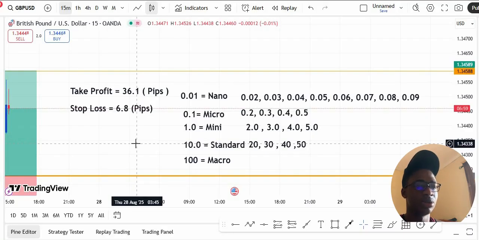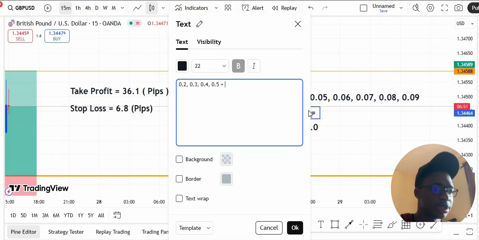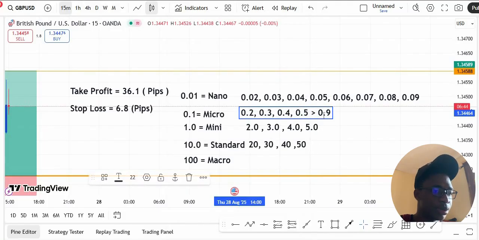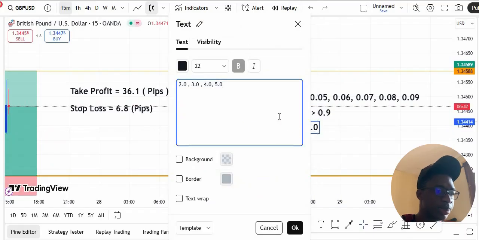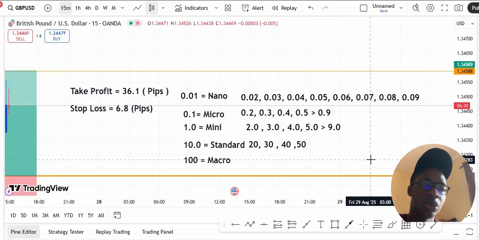Let me show you guys. Up to the max is going to be 0.9 here, and the max of these is going to be 9.0, which is going to be giving us $90 per pip. You get what I mean? So if it's 2 pip, it's going to be giving us 180. Hope you understand what I'm trying to talk about.